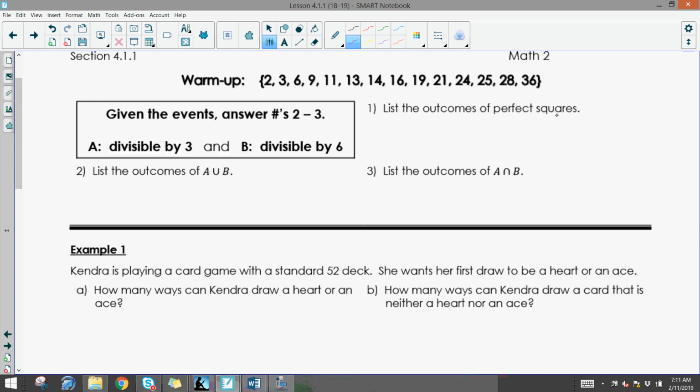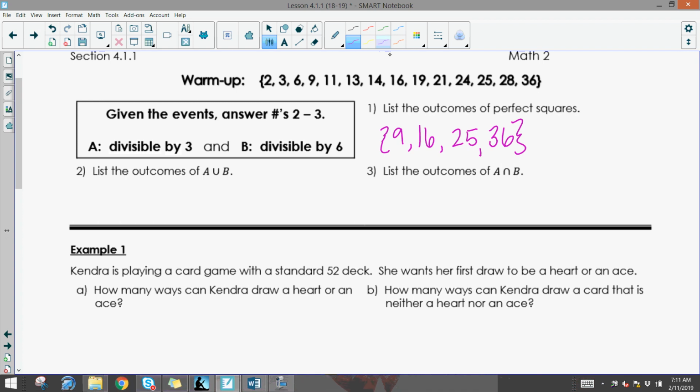This says list the outcomes of perfect squares. So if this is our sample space, all of these numbers up here are perfect squares. Our outcomes, remember you need to have brackets, are going to be, let's see, perfect squares. 9 is the first one. 16 is 1. 25 is 1, and 36. So we have 4 perfect squares as a subset of our original sample space. Okay, so we have 9, 16, 25, and 36.